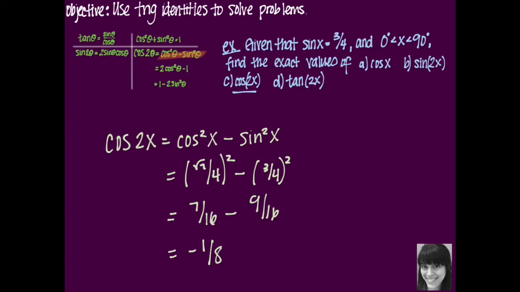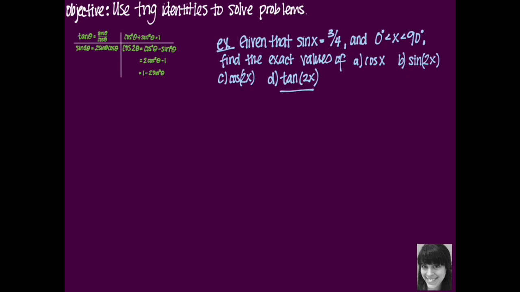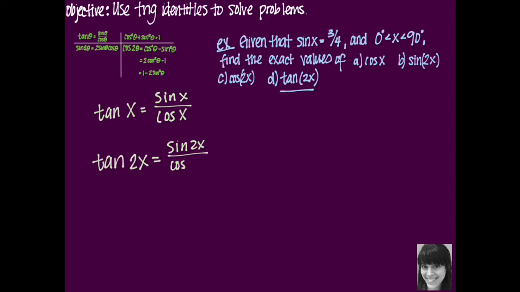Now tangent of 2x. As you can see, there is no double angle of tangent, right? But I know that tangent of x equals sine of x over cosine of x, and that would be the same if it was 2x. So tangent of 2x equals sine of 2x over cosine of 2x. And I already know what those values are, so I can just substitute those in.